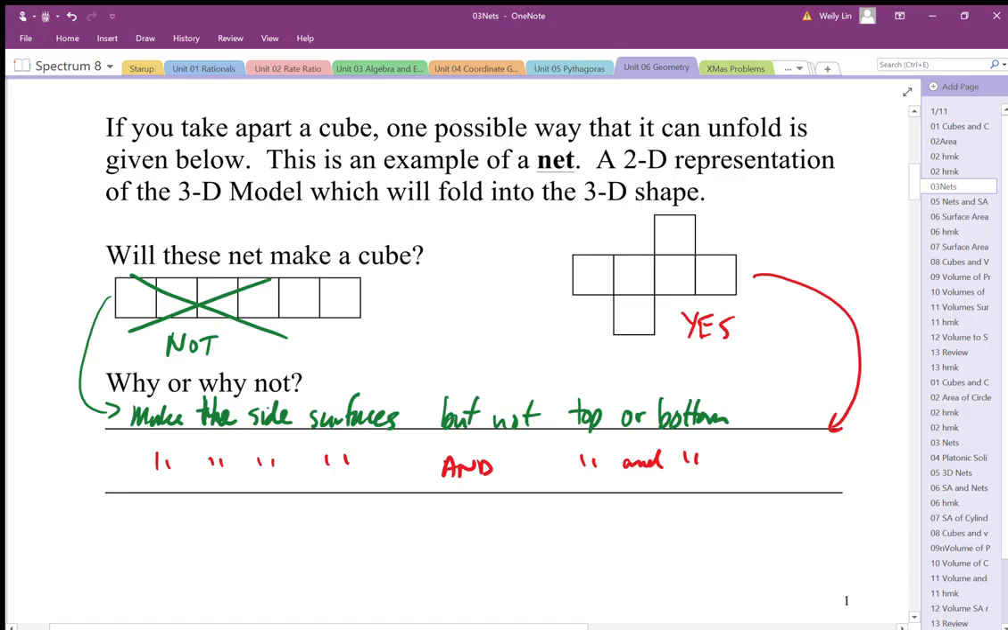Okay, that's a net. This one is not considered a net. Although we have all six surfaces, it is not a net because it cannot be folded back into the 3D shape.